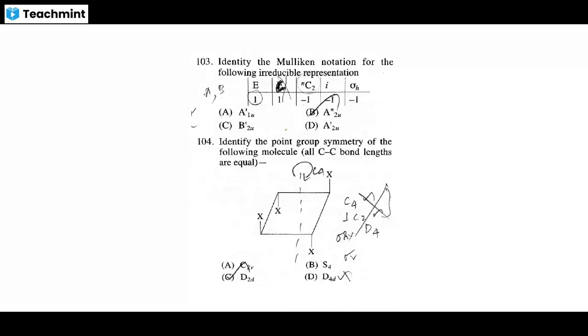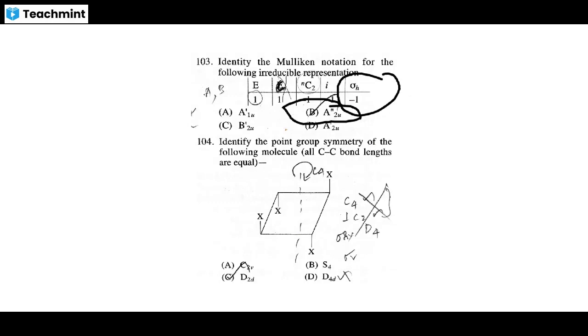So the Mulliken notation, we already told in the previous video. So how to differentiate different Mulliken symbols? Here you see the sigma h is -1, means double prime. So A2 double prime is the answer. So don't look from first to last; from last, you just see how to differentiate all these. You see all are prime, this is only double prime. So sigma h is -1 means double prime. And these are examples.